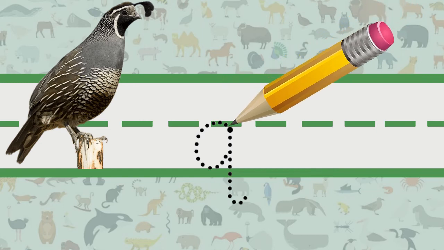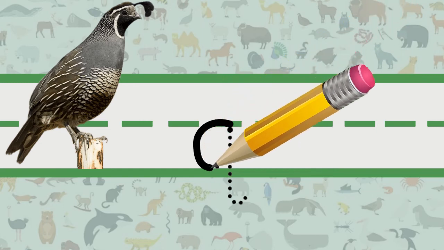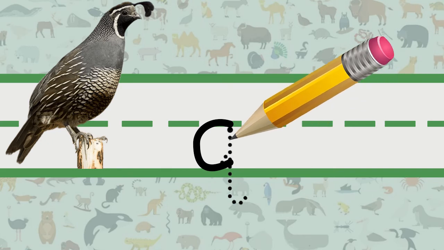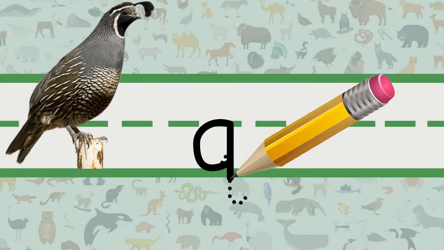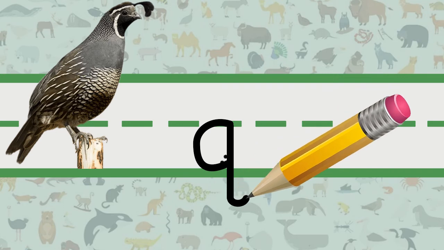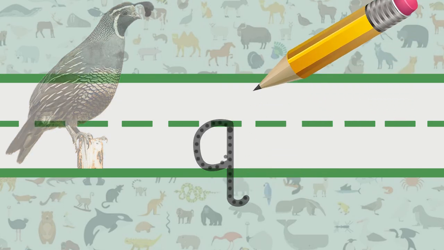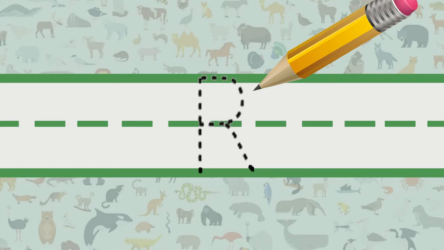Start at the middle and draw a curved line down to the bottom. Then go back to the middle and draw a line down below the bottom and curve to the right. Good job. Now let's write the letter R.